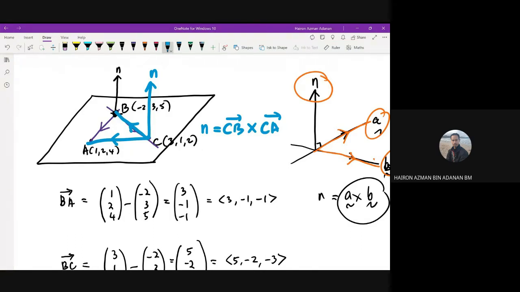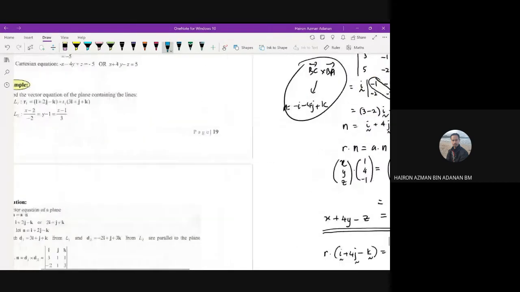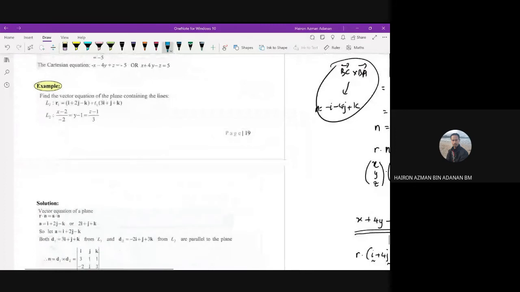Alright. Kalau tak ada apa-apa soalan, saya nak pergi ke the next example. Siapa ada soalan? Ada nak tanya tak?